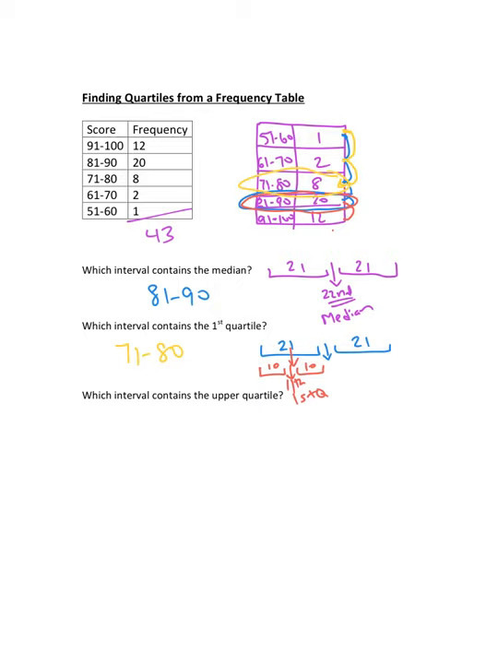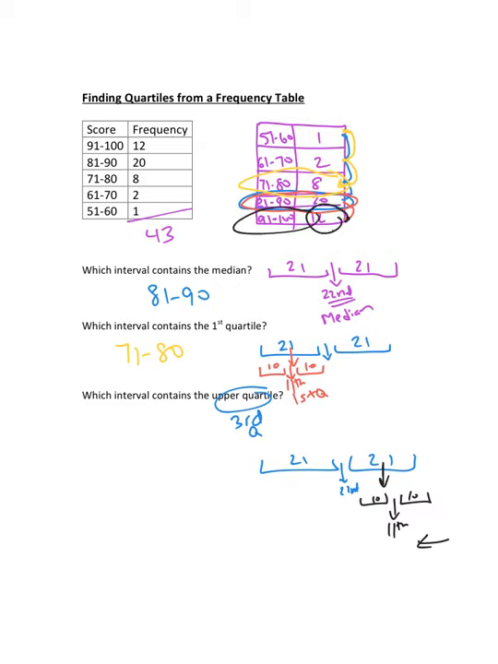And then which interval contains the upper quartile? The upper quartile is the third quartile. So again, if you have your 43 people divided in half, 21 and 21, the 22nd person is in the middle. Then the third quartile is the middle person in the upper end. It's the 11th person, because you're going to have 10 people here and 10 people here. It's the 11th person from the top. So if you count from the highest score, from 91 to 100, and you find where the 11th person is, well, there's 12 people here. So the 11th person has to be in that interval, 91 to 100.